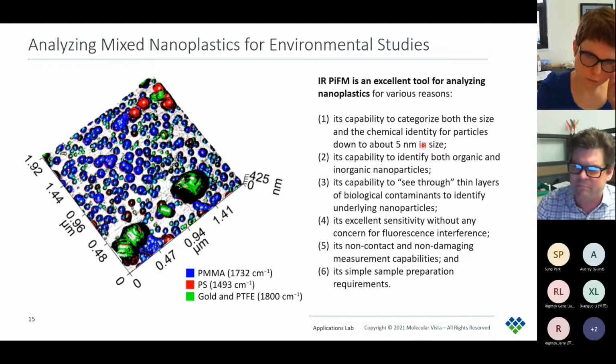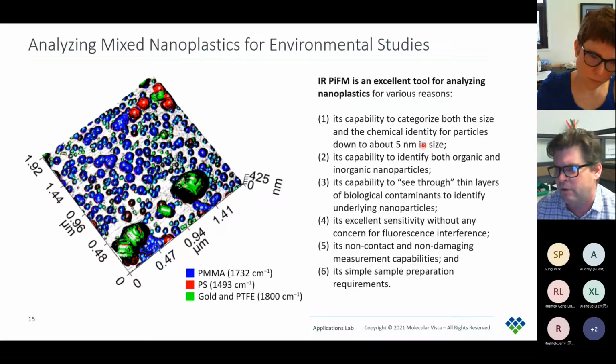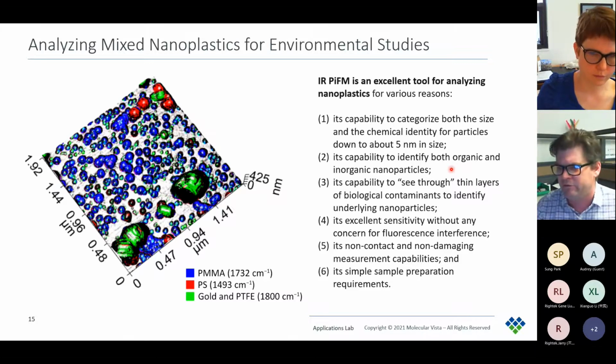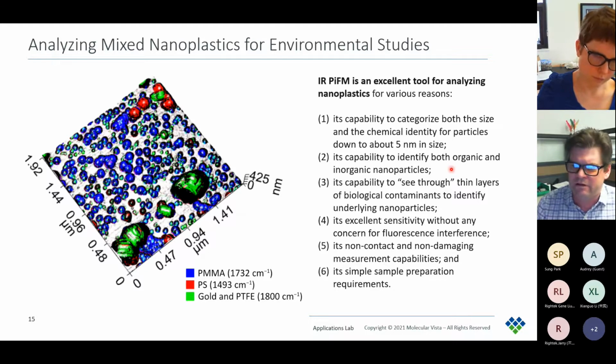We also did that on the peptoid molecules as well. We're easily able to identify organic and inorganics. Now that's true across all the applications that we do. And its ability to look through thin layers of biological contaminants.